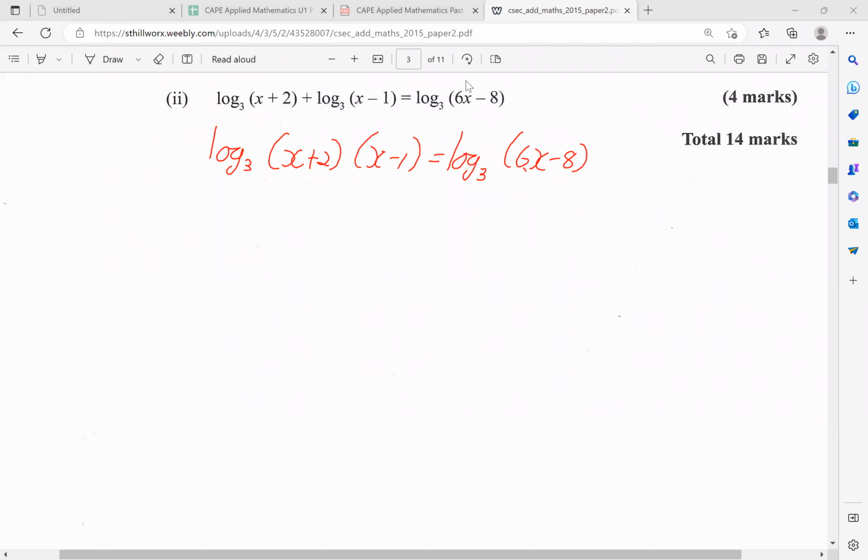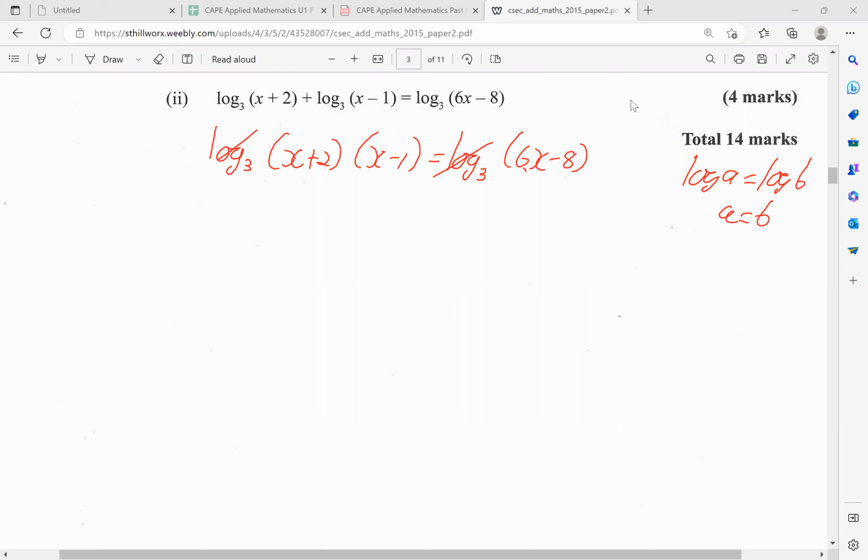Right, cool. So now if we have log A equals log B, then A equals B. So we could do that. We're not canceling out. I don't like to use the word canceling out with logs, but that's essentially what we're doing, right?